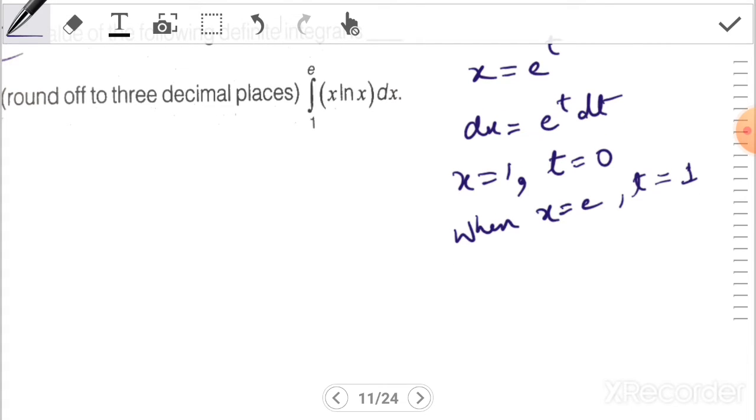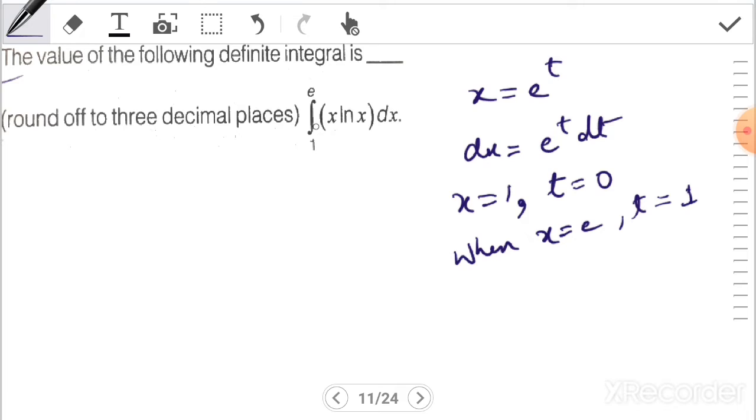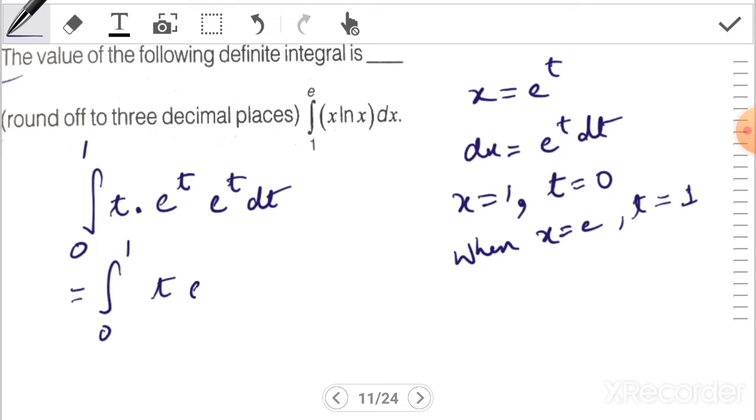So t is varying from 0 to 1, and let us replace x and ln x. So 0 to 1, t, and ln x is nothing but t, so x is e raised to the power t, and then dx is e raised to the power t dt. So that means we have integral 0 to 1 of t e raised to the power 2t dt.